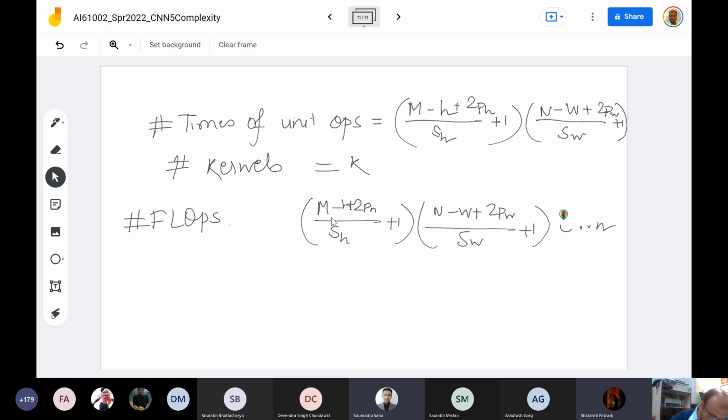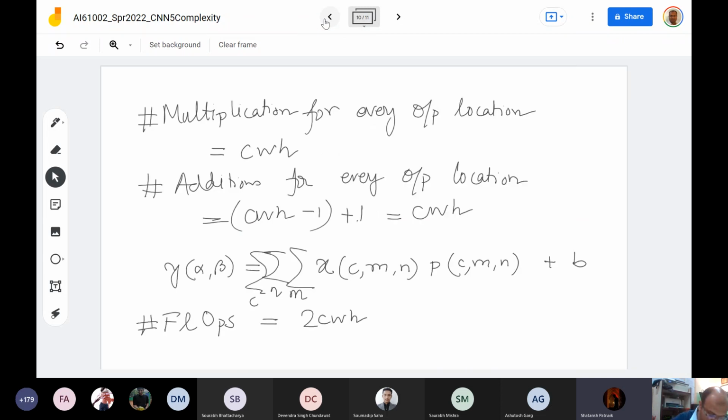So why is the 2 coming in front of it? 2 is coming because of here. Did you understand? Yes, sir, but I have a doubt in the addition part, like CWH minus 1 and plus 1. Why are you doing minus 1 and plus 1? I didn't understand. So, okay.